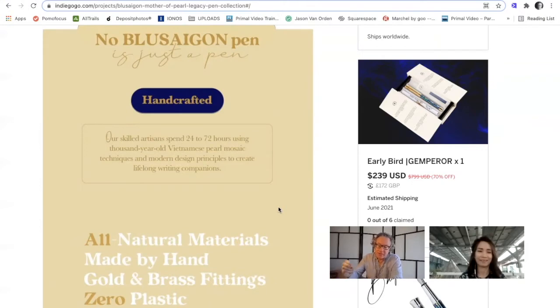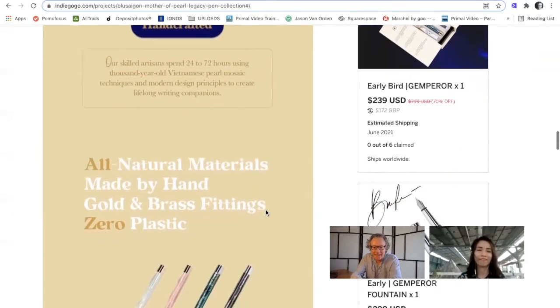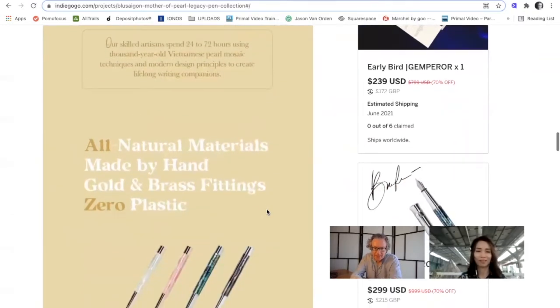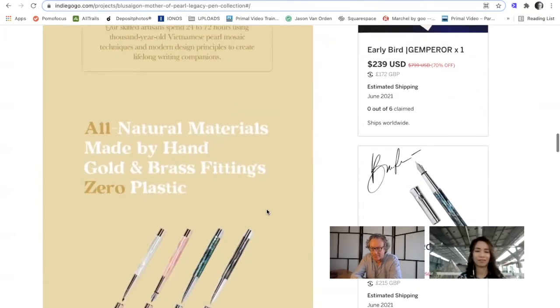And I think in the main interview you were saying that you get the mother of pearl, and then with the modern design principles, what you've actually done is put a coating on top of the mother of pearl so that the color throughout its life will stay the same, those vibrant ocean pearl colors. Fantastic. Nguyen, can we say a little about this next part where you're saying all natural materials, made by hand, gold and brass fittings, and zero plastic?